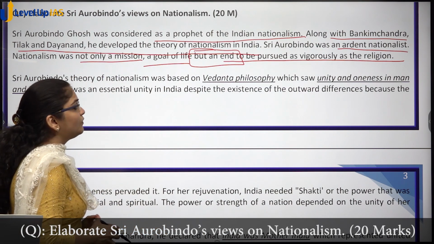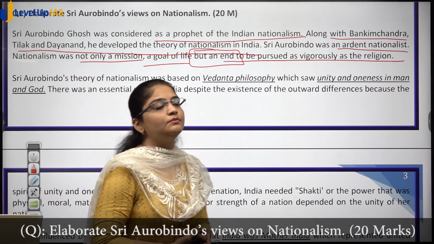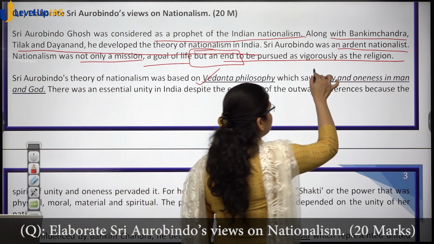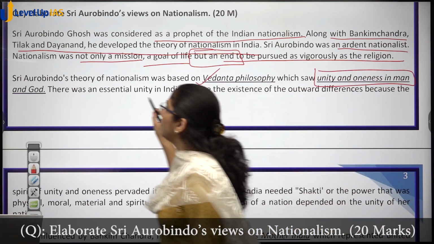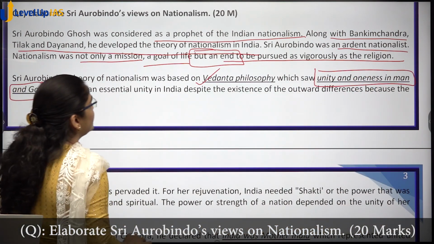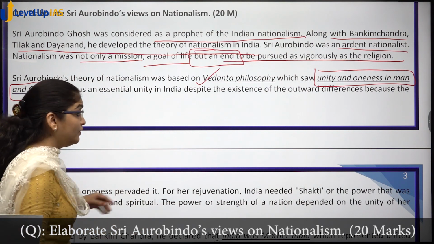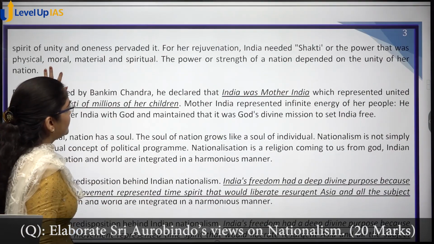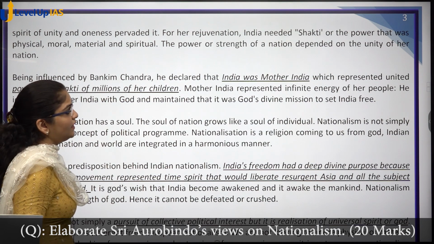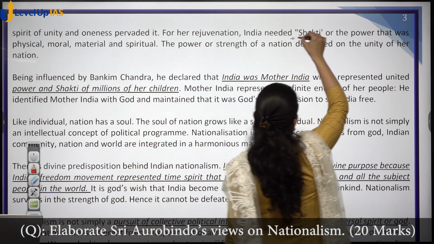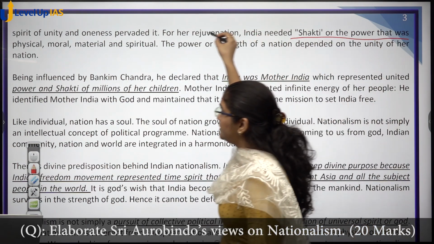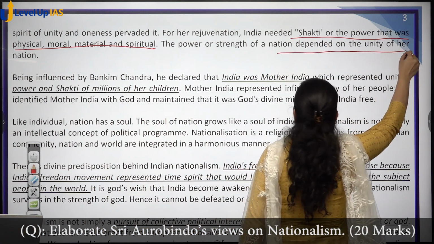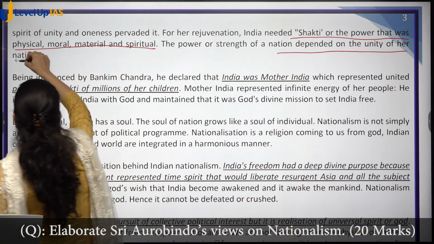Then we say what is the basis of his nationalism? So talk about the Vedantic philosophy, which speaks about the unity and oneness in man and God. So there was an essential unity in India despite the existence of outward differences because of the spirit of unity and oneness that pervaded it. For rejuvenation, India needed Shakti, or the power that was physical, moral, material and spiritual. The power of a strong nation depended on the unity of her nation. So why did we need nationalism?